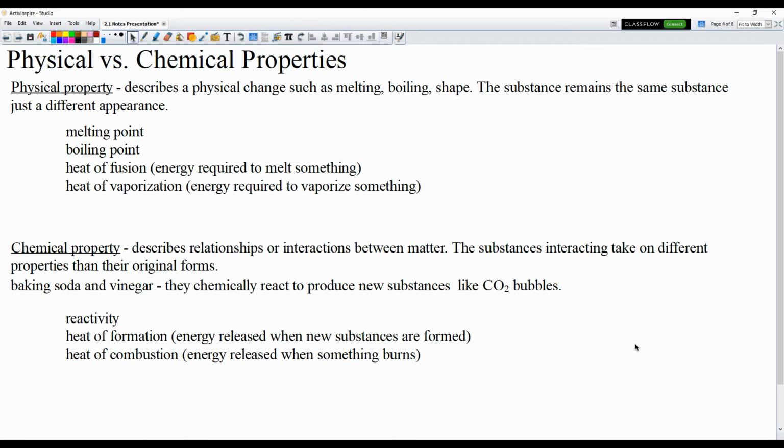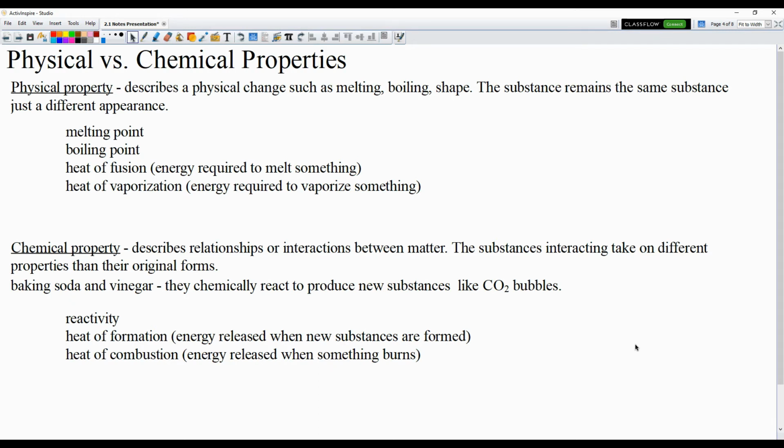However, chemical properties describe the relationship or interactions between matter. The substances interacting take on different properties than their original form. So if we were to take that same piece of paper and set it on fire, it's not paper anymore, it's ash. It's gone through some kind of chemical change that's changed it from paper to ashes, and we can't write on it anymore. We can't use it.